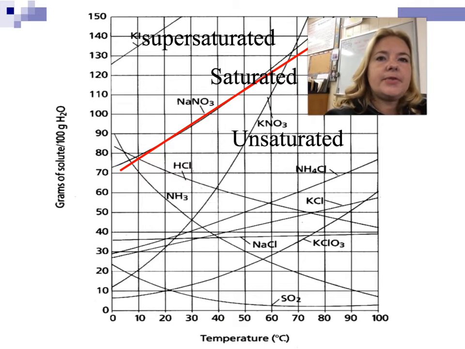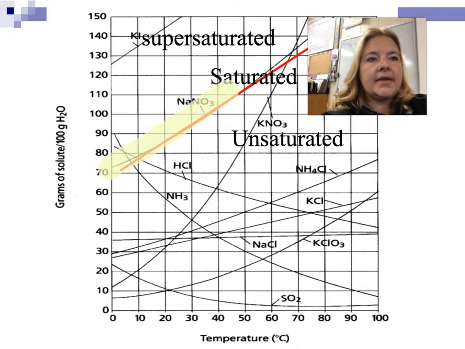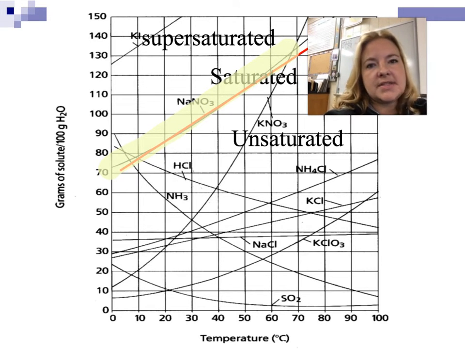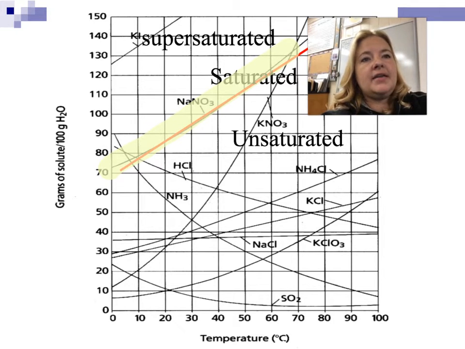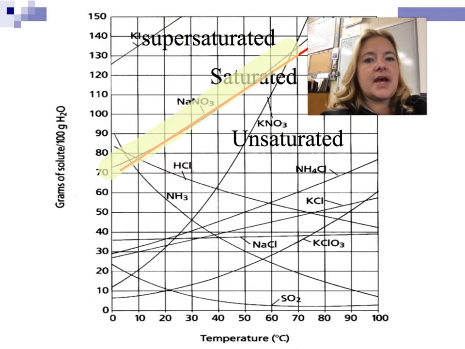Let's talk next about those words saturated, supersaturated, and unsaturated. When we are on the line, that tells us that the material is saturated. If I'm holding more material than it can at that particular temperature, then the solubility is at a supersaturated ranking. And if I'm underneath it, then that means I can fit more, so I'm unsaturated.